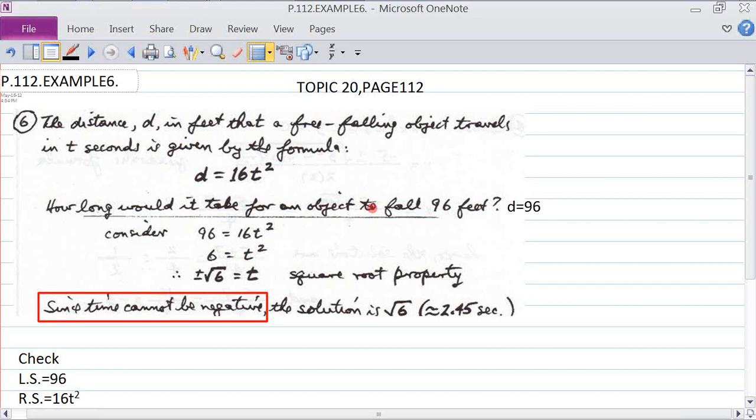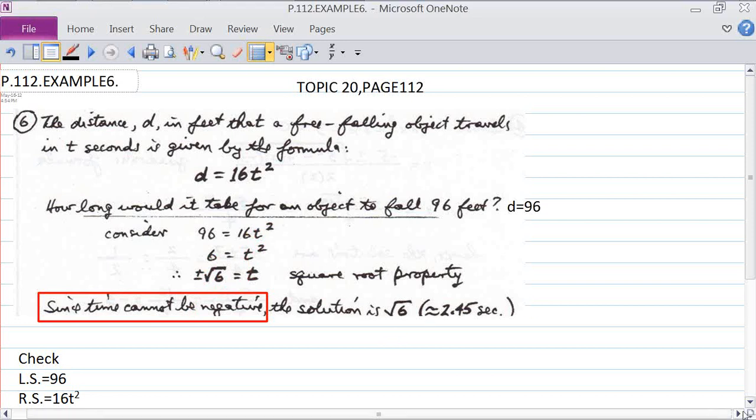How long would it take for an object to fall 96 feet? Well, this is what it's telling us, that d equals 96. So we replace the d with the 96, and we get that equal to 16t squared. Well, if we divide this side by 16 and this side by 16, 96 divided by 16 gives us 6. 16 divided by 16 gives us 1, or 1 times t squared. So t equals plus root 6 or minus root 6.